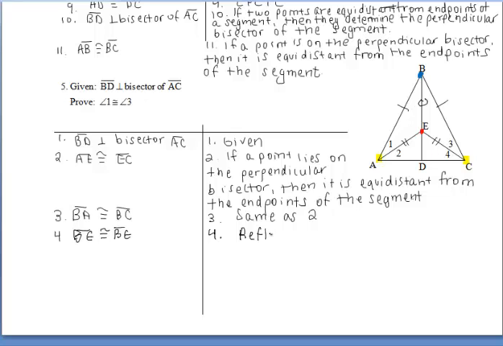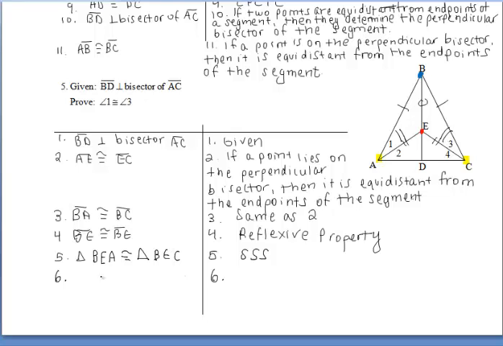Same thing goes for point B. It's also equidistant from A and C. So that means that segments AB and BC are congruent. From there, I recognize that those top two triangles, BEA and BEC, could be proven congruent by side, side, side after we use the reflexive property on segment BE, and then we can get those two angles congruent by CPCTC.